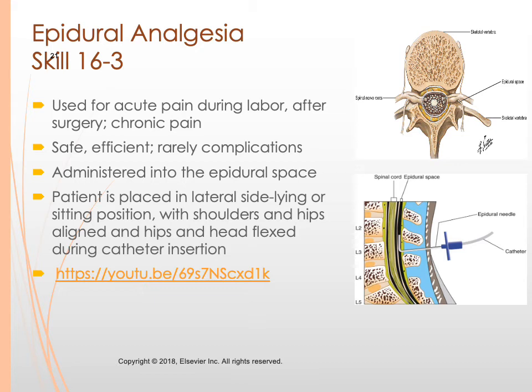The patient is prepped for the epidural when they are either lateral, side lying, or in a sitting position. The shoulders and the hips are aligned and the head is flexed towards the chest as they sit on the side of the bed. And usually the nurse is right there in front of them, kind of coaching them while the anesthesiologist or the nurse anesthetist is placing the epidural in the back.